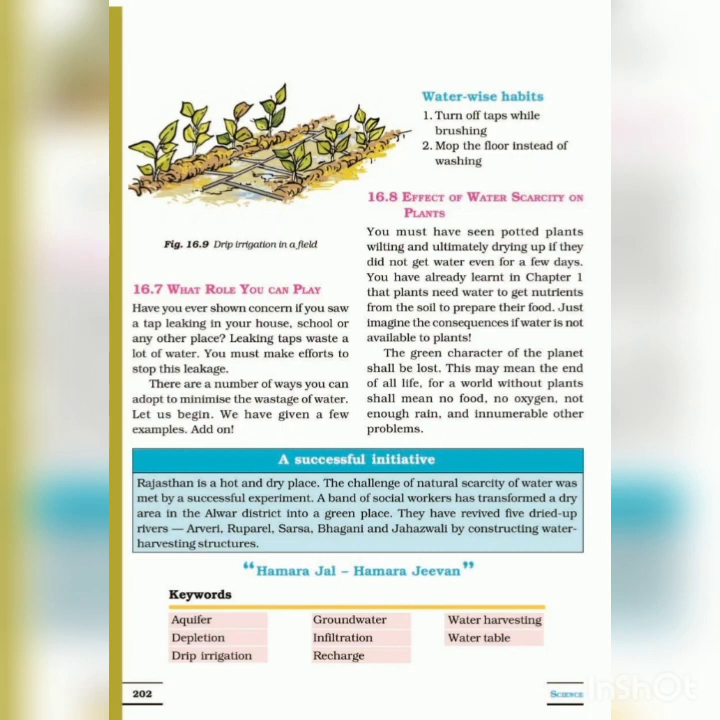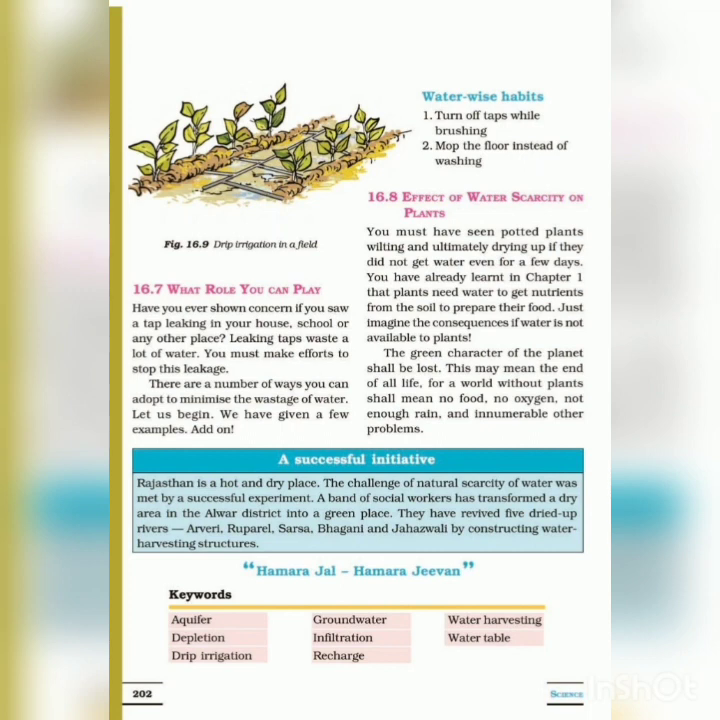Now, water wise habits. Water wise habits have two types. One of them is to turn off the tap while brushing, and another one is to mop the floor instead of washing. Okay, if you follow these activities, it will save water.